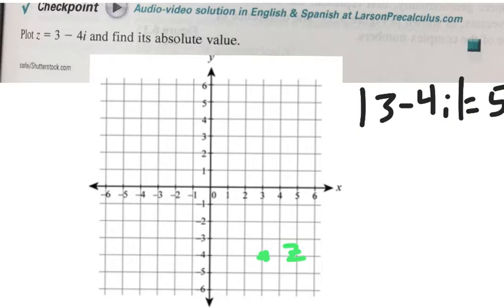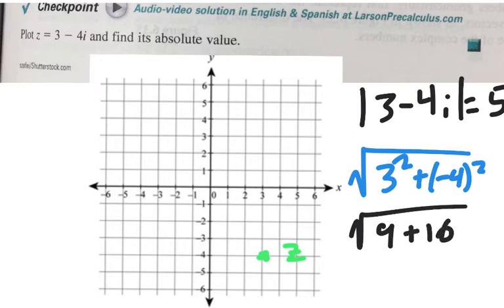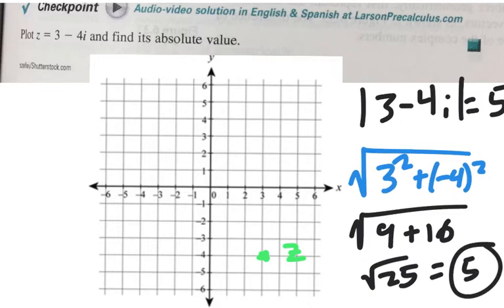Oh, yeah. So what do you put under the radical? 3 squared plus -4 squared. So what did you get for 3 squared? 9. 4 squared. That's 16. So it would be radical 25, which is 5. Remember, -4 squared is not -4 times 2. It's -4 times itself.